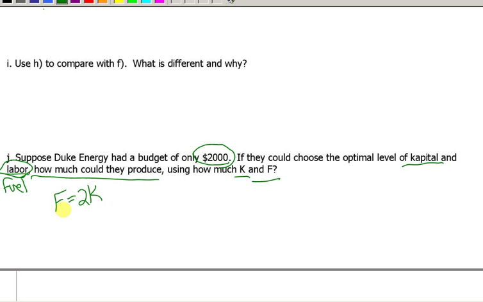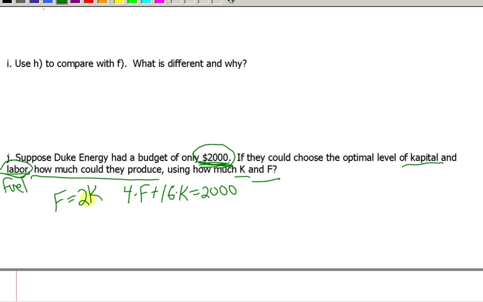Our other equation that we're going to use to solve this kind of problem is that we spend all of our money, just like when we were doing utility kinds of problems. So how do we spend all the $2,000? Well, it's $4 times the amount of fuel plus $16 times the amount of capital has to equal $2,000. And so these are going to be our two equations.